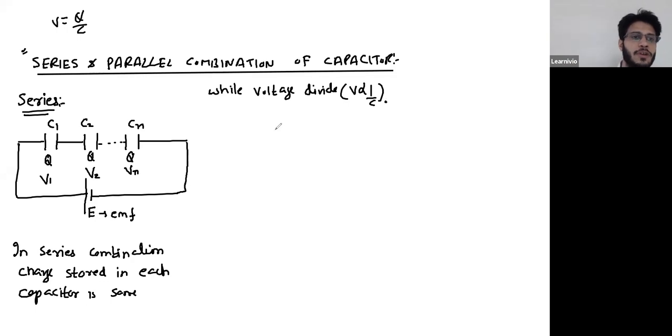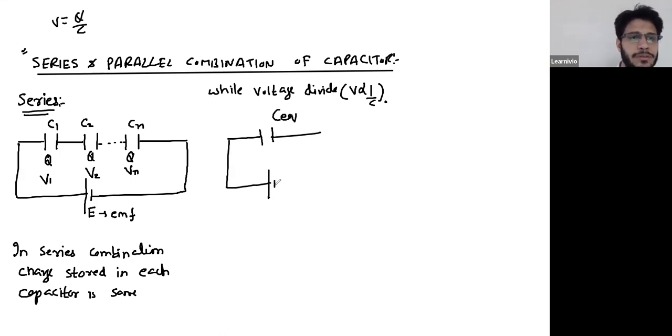Remember this. So in this circuit, your first motive is to calculate C equivalent. C equivalent means if I want to replace all these N capacitors, C1, C2, up to Cn, by a single capacitor. That single capacitor is known as C equivalent. The first motive of series combination is to calculate C equivalent, a single capacitor which can replace all these N capacitors. So instead of all these N capacitors, I'm using a single capacitor C.